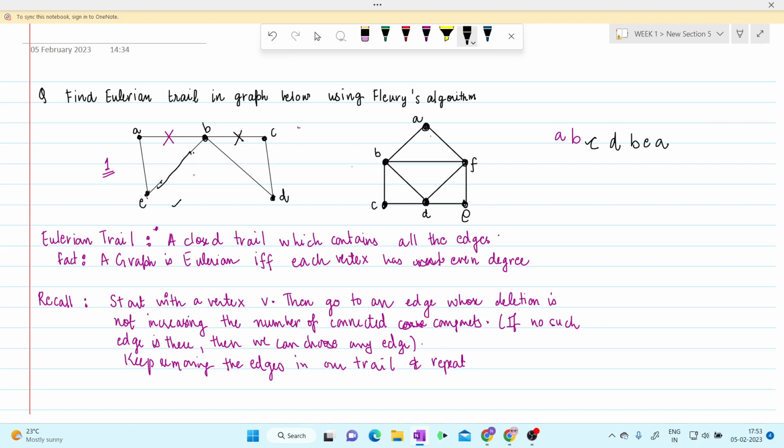Now let's see the second graph. In the second graph also, let's start with A. Can we choose any of these edges? We have two options, AB and AF. Yes, we can, because if I choose AB, the number of connected components remains the same. So I can choose AB.